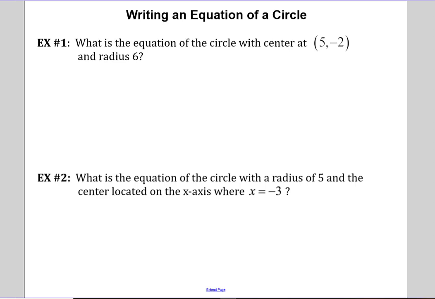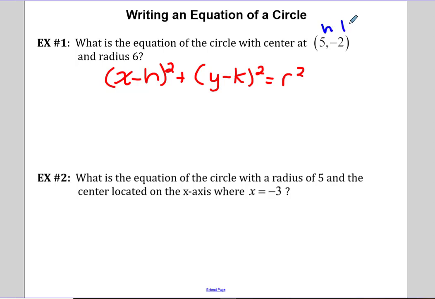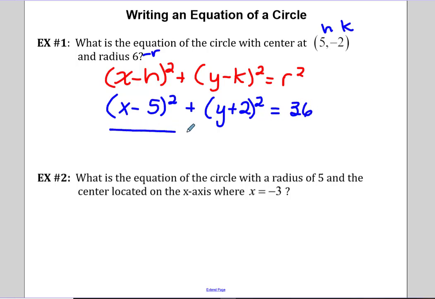In our first example, we want to write the equation for a circle whose center is at 5, -2 and whose radius is 6. Using the general form of a circle, x minus h quantity squared plus y minus k quantity squared is equal to the radius squared, our job is just to fill in, this is our h, this is our k, and here's our radius r. So x minus 5 quantity squared plus y minus -2, which ends up being plus 2, and then 6 squared is 36.